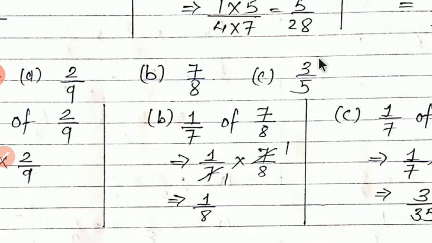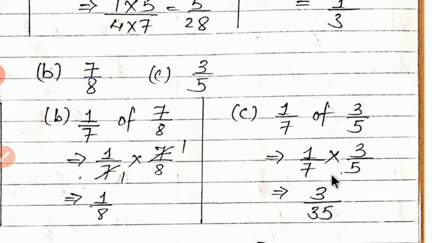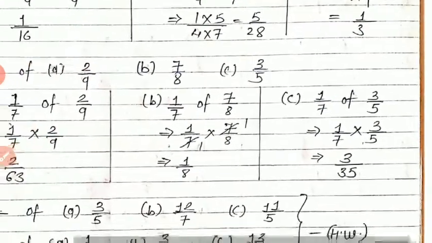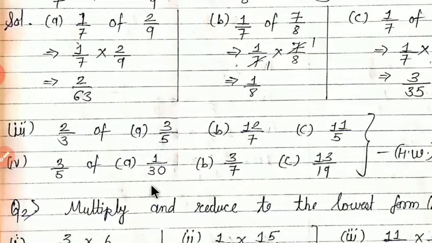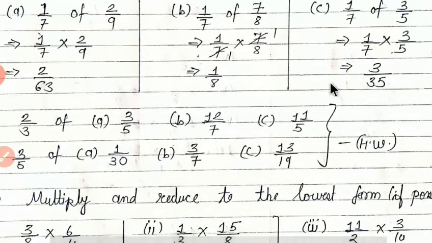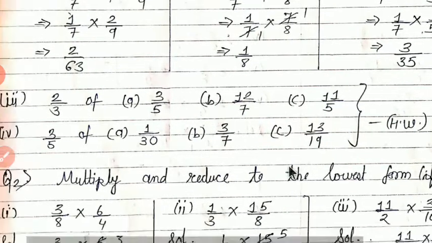And the last one is 1/7 of 3/5. So 1/7 into 3/5. So 1 into 3 is 3, and 7 fives are 35. So 3/35 is the answer. Then question number 3rd and 4th are the same as question number 1 and 2, and these questions are left for you as homework.